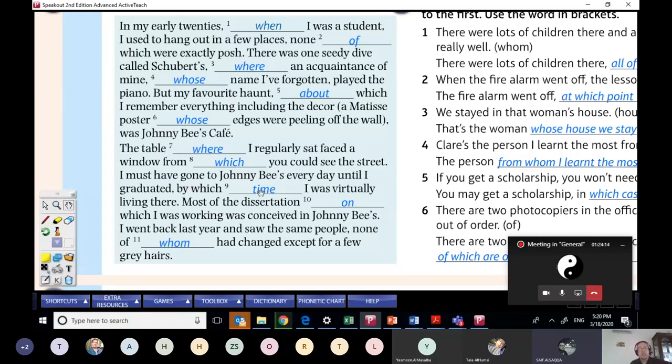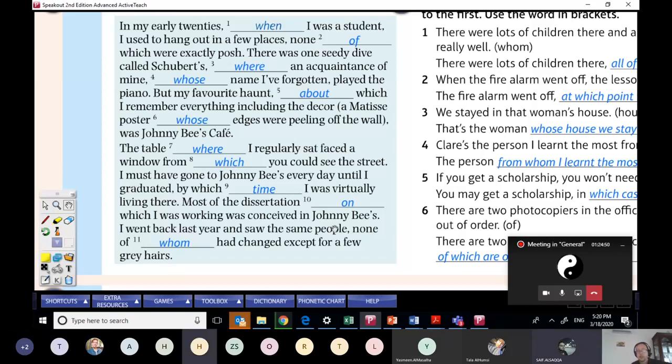By which time means by the time this happened before. So he graduated, right? So by the time he graduated, he was virtually living there. It means by the time. But the which refers back to graduated. So when you say by which time, they mean by the time this happened. Yes, okay. Good. Any other questions?